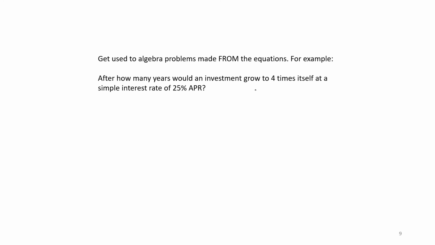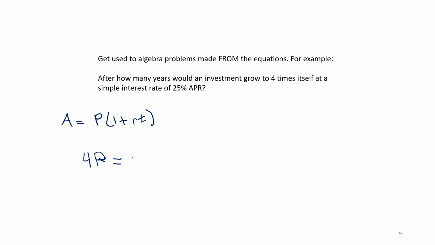After how many years would an investment grow to 4 times itself at a simple interest rate, so we're doing simple interest still, of 25% APR? A equals P times 1 plus RT. We're going to fill in what we know and then equate what we know to other parts of the problem. If an investment grows to 4 times itself, then that A is going to equal 4P. And we could also write this with the I equation, but I think it's a little more intuitive to use this one in this particular case.